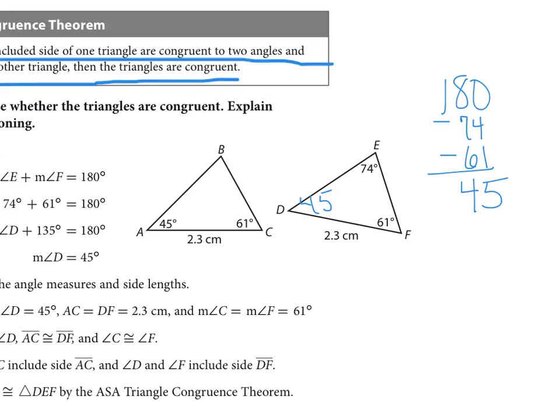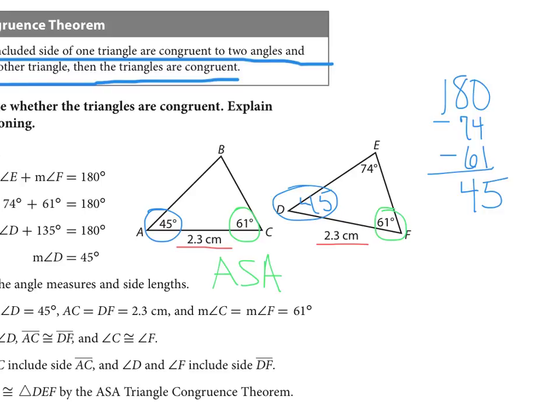So if I look over here at this other triangle, I can see that these two angles are congruent, aren't they? I can also see that these two sides are congruent. And I can see that this angle is congruent to this angle. So what I have here is angle, side, angle. And because I have that pattern, I know that these two triangles are congruent.